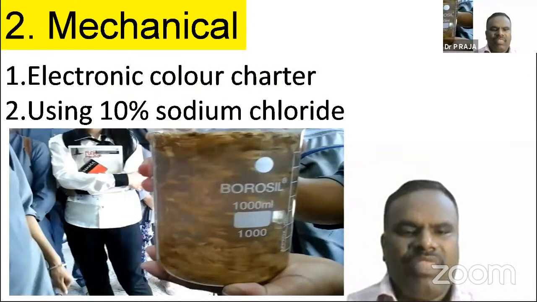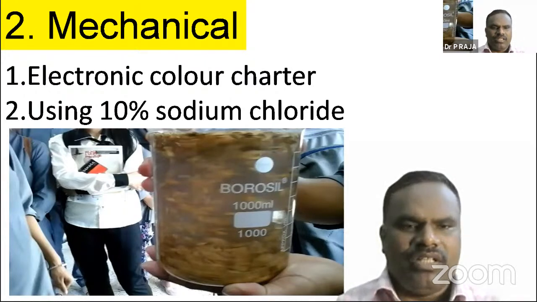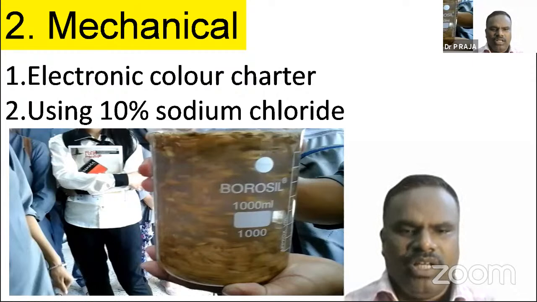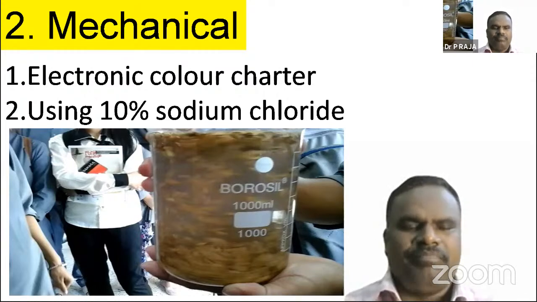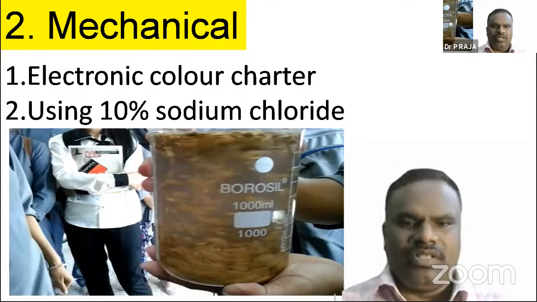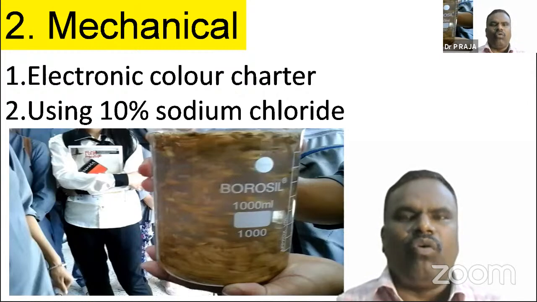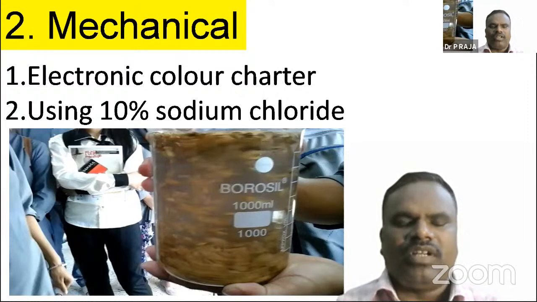And then the mechanical method. This mechanical method is used after selecting the seeds. We must remove the infected planting material and seeds by electronic color sorter, or you can remove them mechanically. You can sort them out, and then you can use 10% sodium chloride. If you put it in a bucket or beaker, you prepare the 10% sodium chloride. Take 1 liter of water and add 100 gram of salt. So it gives 10%. If you take 10 liters, then 1 kg. Then you have to mix it well. The healthy seeds will settle down, and the infected seeds will float on the top. Thereby, we can remove all the infected seeds.